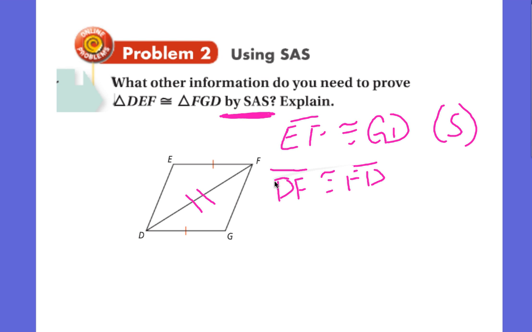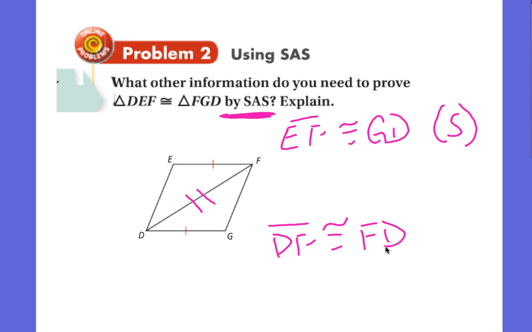So there is another side that we are dealing with. And actually, you put this a little bit lower. I want to put the angle in between. So DF is congruent to FD. So there's our other side. So then the question is, what is the other piece of information? And I'm going to change colors here to kind of show what the other piece would be needing.